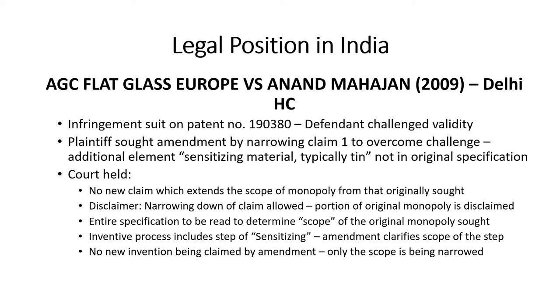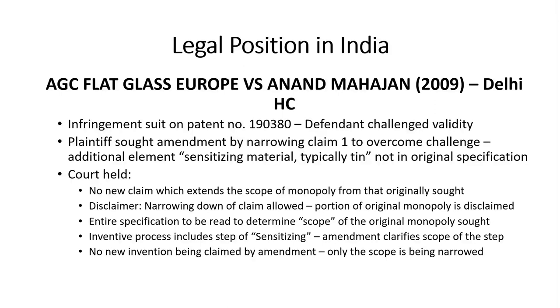This was an infringement suit in respect of a patent, and the defendant challenged the validity of that particular patent in a counterclaim. In response to the challenge on the validity, the plaintiff sought to amend its claim by narrowing down claim 1 so as to overcome the challenge, and by way of that amendment the plaintiff sought to introduce an additional element which said sensitizing material, typically tin, which was not there in the original claim or the original specification, and this was sought to be introduced in claim 1 so as to narrow it down further.